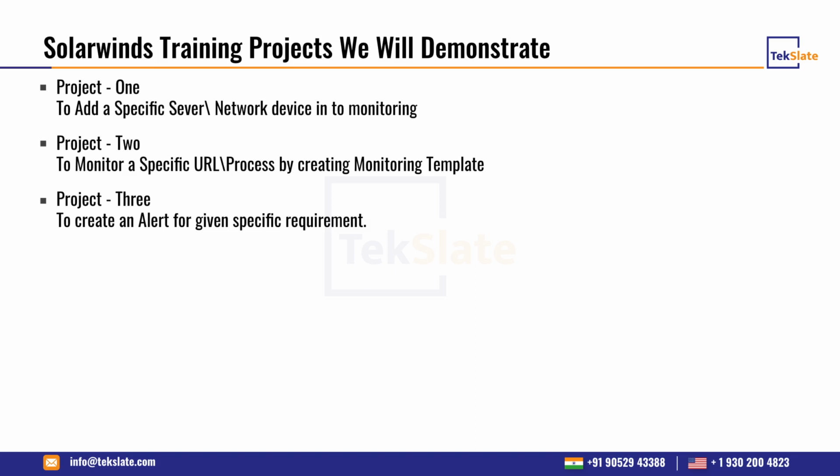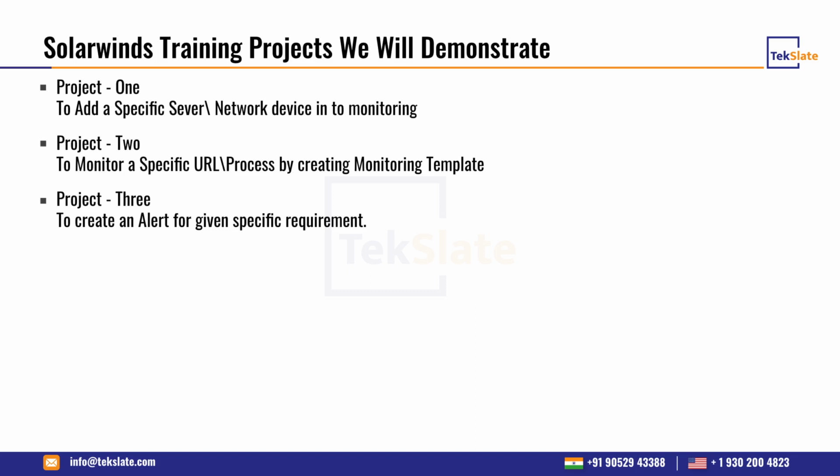And also we will be showing you how to create an alert for a specific requirement. Configuring a server, URL, or process in SolarWinds is one part. After configuring, SolarWinds will monitor the availability of those particular processes or servers, everything, and also their performance. We need to specifically create alerts. There will be some out-of-the-box alerts given by SolarWinds itself, and other than that, we can create customized alerts for our own given requirements.